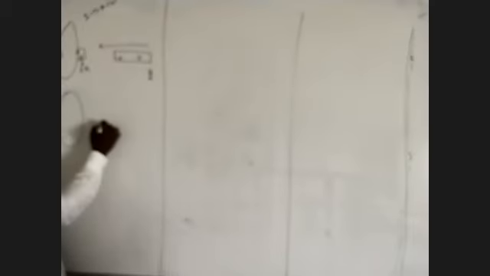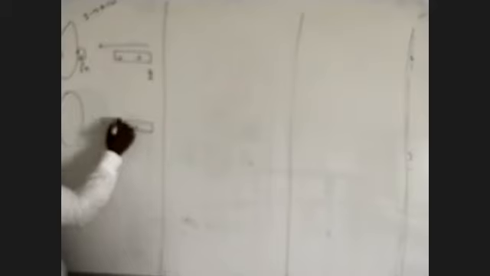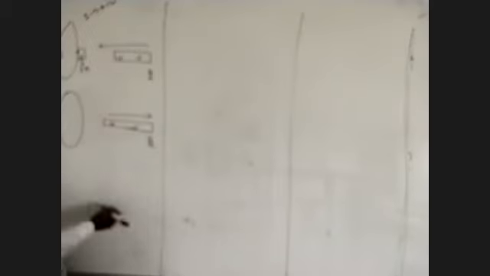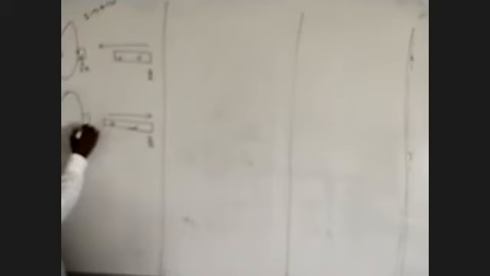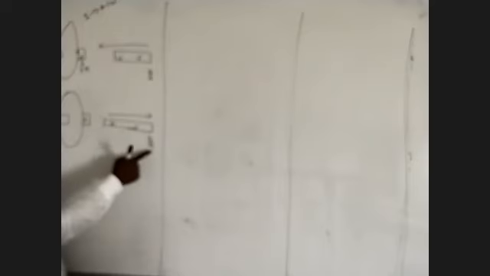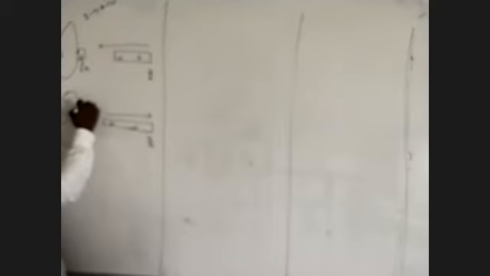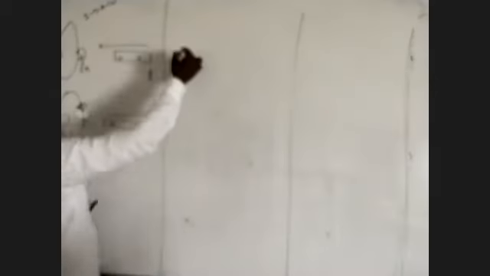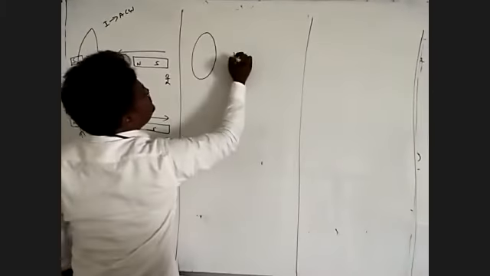Next, another situation: the north pole of the magnet is moving away from the coil. Now the front ring acts as a south pole, and the back ring acts as a north pole. If the observer is here, the current is in the clockwise direction. This is the second situation.